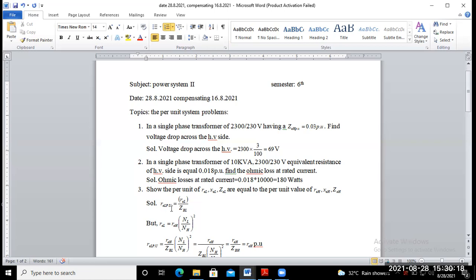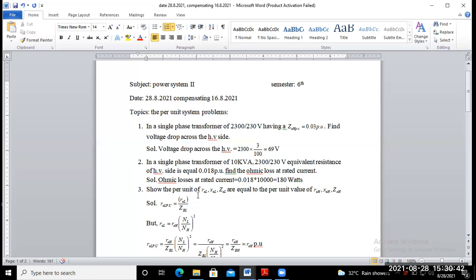Okay, so here in the third problem, the ohmic losses at the rated current equal 0.018 into 10,000, equal to 180 watt, directly given to you. Next problem, we just consider that third one.